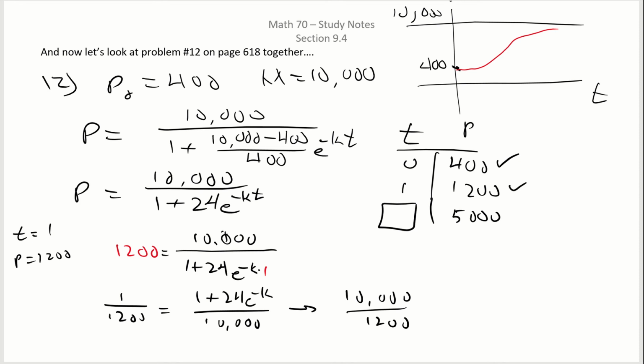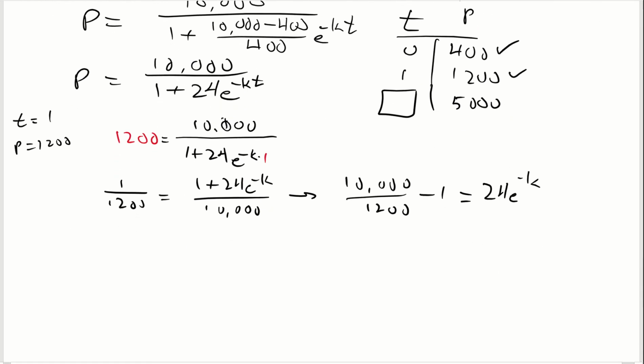So that means 10,000 divided by 1,200. Get that over there. Let's say minus 1 to speed things along is 24 e to the minus k. And no t because t is 1. Okay? So this cancels and cancels as much as you want it to. How about by 4? I got a 25, I think, over 3. But then it's going to be minus 1. So that's really equal to 22 over 3 is 24 e to the minus k.